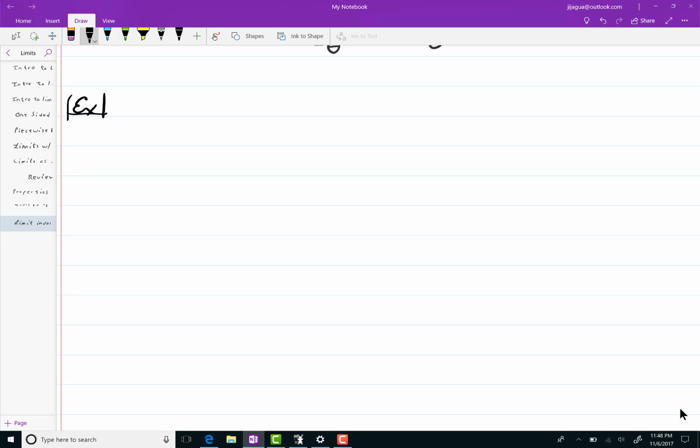Here I want to do a few examples illustrating the use of the limit of sine of x divided by x, where x goes to 0, is equal to 1. So the first one I'll try is sine of 2x over 24x.